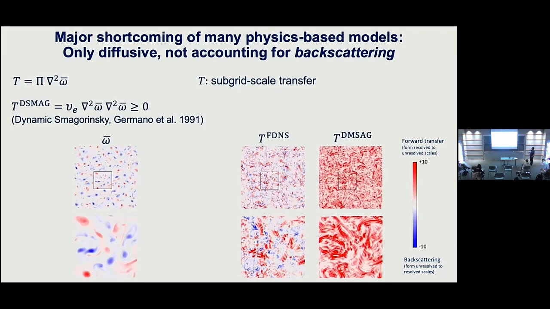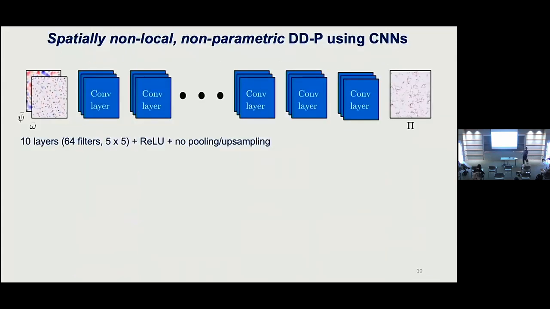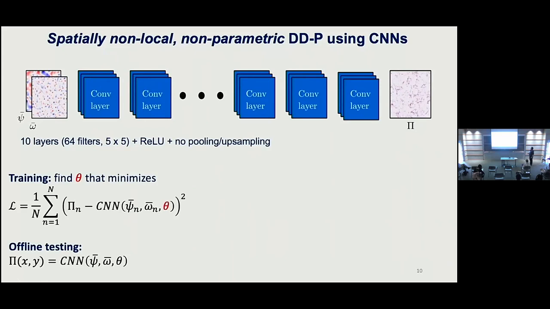Now, the eddy viscosity models and many physics-based models only account for diffusion. And usually they have too much diffusion to stabilize the numerical solvers. But as you see, it's basically red everywhere. So we want to train a CNN, basically a non-local, non-parametric, data-driven parameterization model, to see whether we can do any better. The input to our CNN that has 10 layers is the filtered field, and the output is pi. I'm not going to go through the details of the CNN. We have a simple MSE loss function.